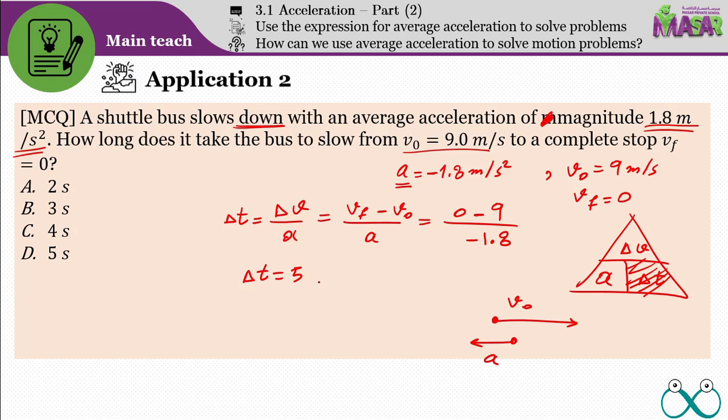And the unit used here is second, because the numerator is expressed in the SI unit, the denominator also is expressed in SI unit, so the answer should also be expressed in SI unit, and the SI unit for the time is second. This is why I will choose choice D.